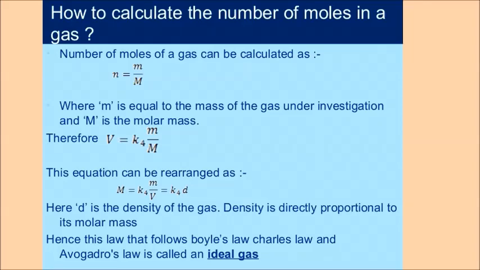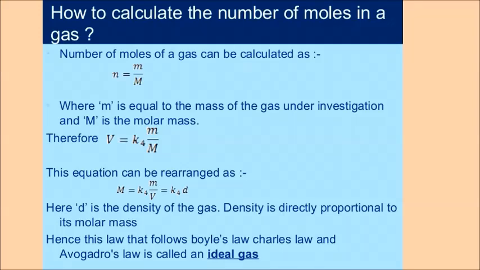And this equation can be rewritten as capital M is equal to K4 into m by V, or it can be written as K4 into d. Why? Because d is the density, and mass by volume is density. So indirectly we can say that density is directly proportional to its molecular mass or molar mass. Hence a gas that follows Boyle's law, Charles' law and Avogadro's law is said to be an ideal gas.